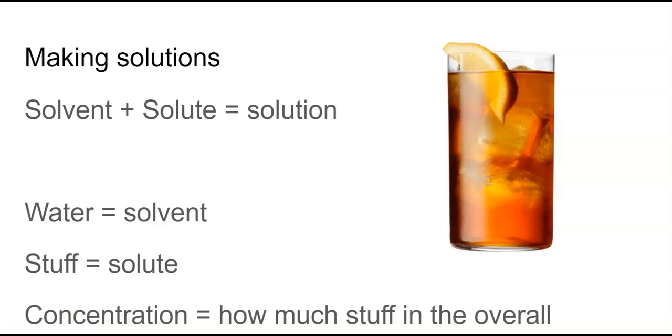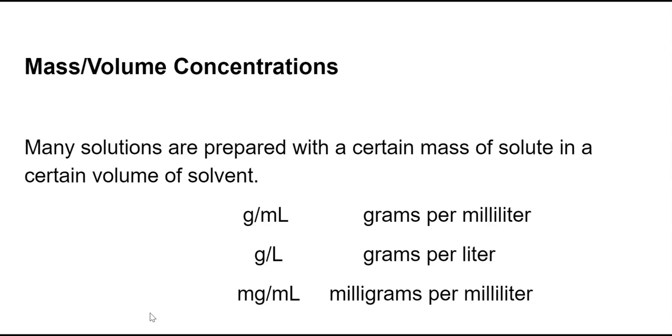Now there's different ways to measure concentration. One is looking at your mass volume concentrations, and that's exactly what it sounds like. We measure grams per milliliter or grams per liter of solution, milligrams per milliliter, and so you're talking about the mass of solute in a certain volume of solvent. So if you're dissolving sugar in water, the sugar is going to be your solute, and your solvent is going to be the water.